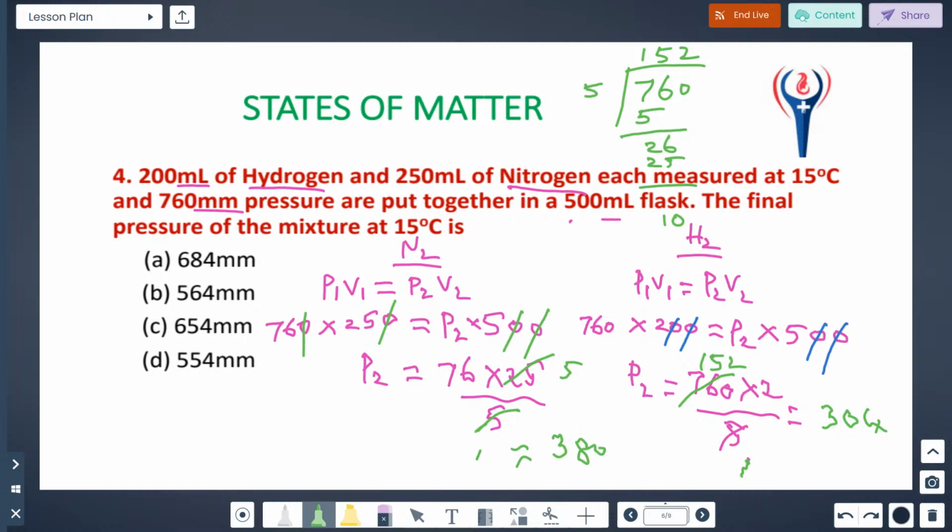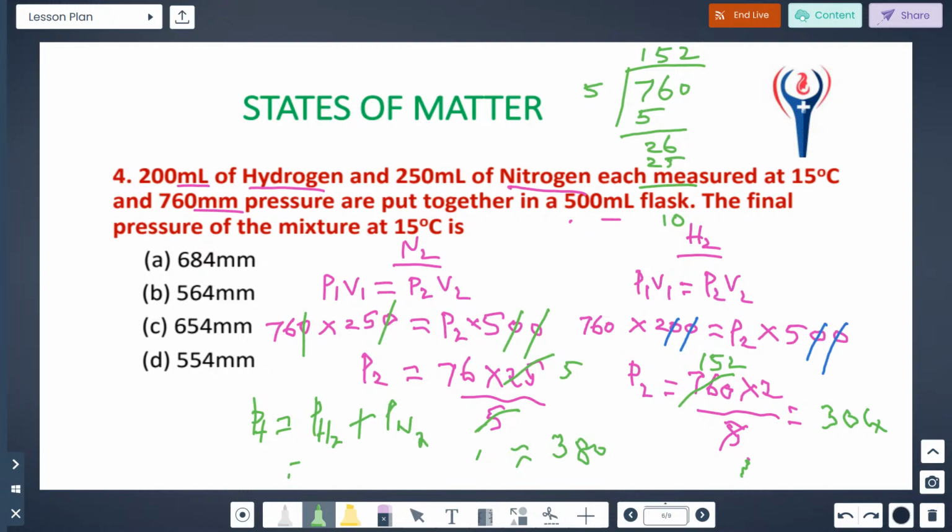They are asking to find only the final pressure of the mixture. Final pressure means you just add these two, because both hydrogen and nitrogen together are producing that pressure. This method is called Dalton's law of partial pressure. Add all the partial pressures, we get the total pressure. The formula I told you: total pressure is equal to partial pressure of hydrogen plus partial pressure of nitrogen. Understood?